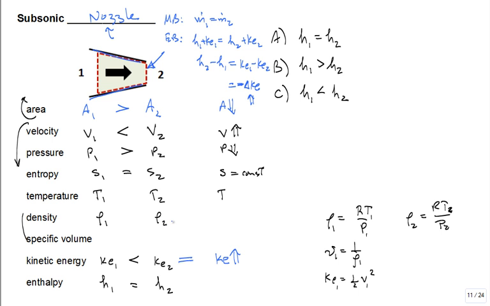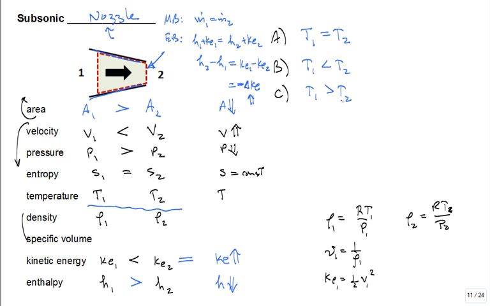Let's go back and talk about temperature, because we never finished temperature, right? Well, first of all, this is wrong. The enthalpy goes down. Let's do it now for temperature. You can redeem yourself. Temperature 1 is equal to temperature 2, temperature 1 less than temperature 2, temperature 1 greater than temperature 2. Start the clicker question.